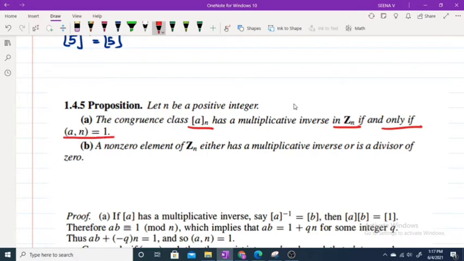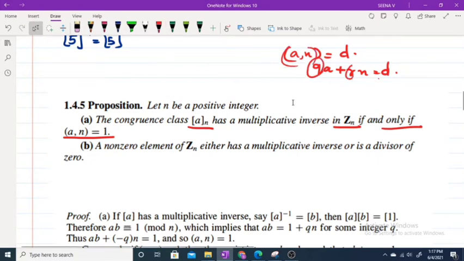That is, if and only if GCD of a and n is equal to 1. What is the GCD? Suppose GCD of a and n is equal to some d. What is the meaning of that? There exist integers q and r such that qa plus rn is equal to d. If there exist integers q and r satisfying this condition, that means GCD of a and n is equal to d. So GCD of a and n equal to 1 implies there exist integers p and q such that pa plus qn is equal to 1. Okay.